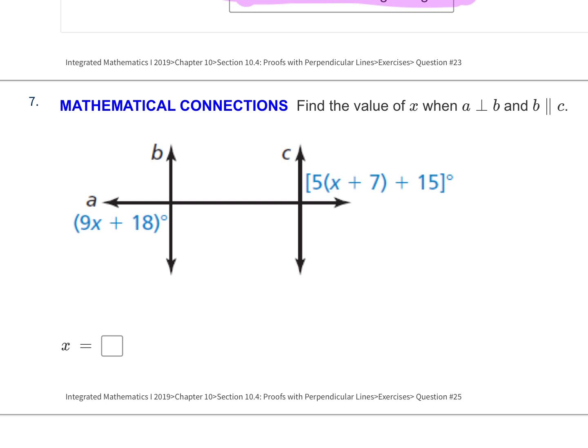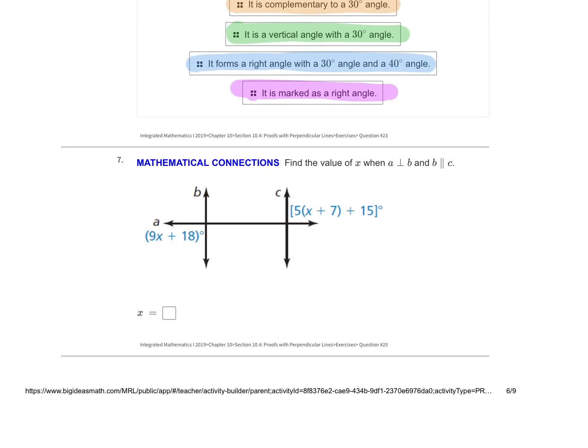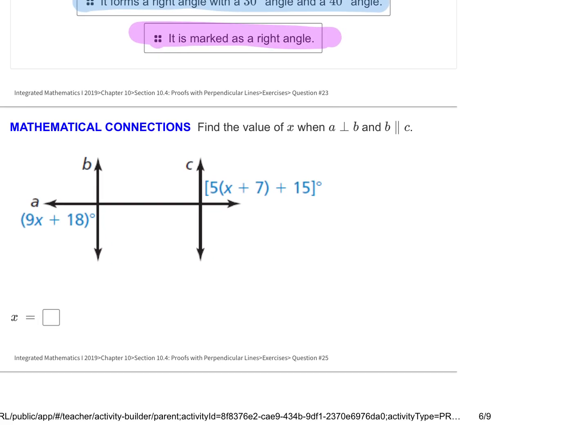All right, looking at number 7, it says find the value of x when AB is perpendicular and BC are parallel. How would I solve this one? You equal them to each other. Good, they're going to be equal to each other. So solving it, I'm going to set it up, but while I'm setting it up, I'm going to distribute this so I don't have to do it later on.